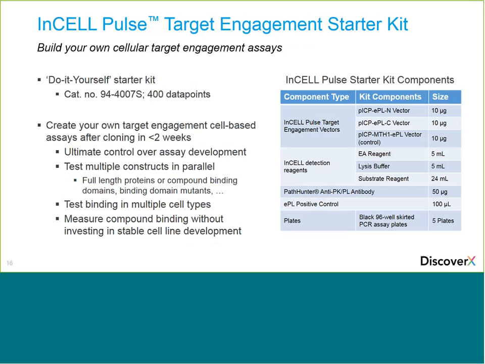So what is this starter kit, this do-it-yourself kit? What comes with this? So the parental vectors, so if we look at the table on the right, we provide the vectors for cloning your target protein of interest into this vector using the pro-label tag either on the N-terminus or C-terminus of the protein. We also include an MTH1 expression vector as a positive control while you're doing your experiments. It comes with detection reagents, enough for, I believe, 400 data points, and then some other control reagents and plates just to get you started.